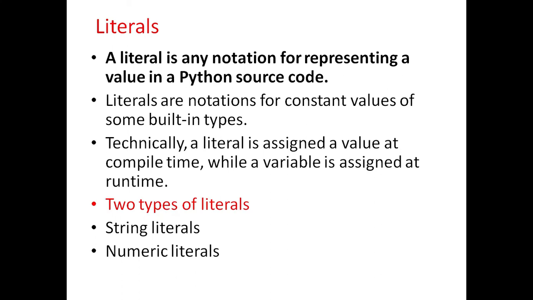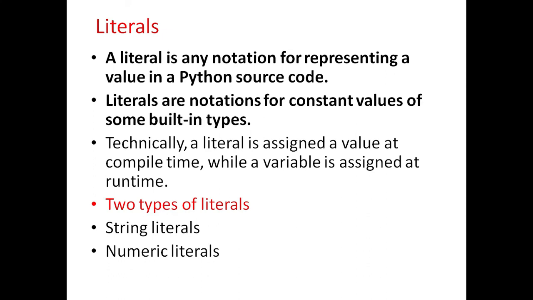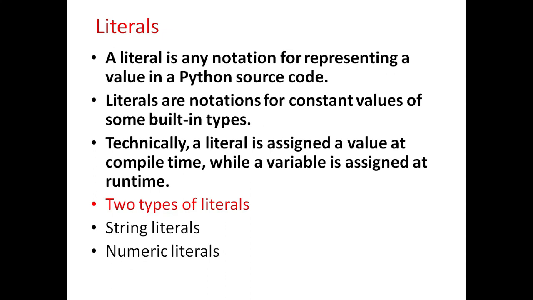A literal is any notation for representing a value in Python's source code. Literals are notations for constant values of some built-in types. Technically, a literal is assigned a value at compile time, while a variable is assigned at runtime. There are 2 types of literals: string literals and numeric literals.